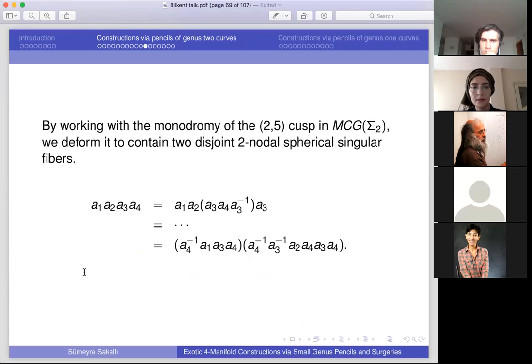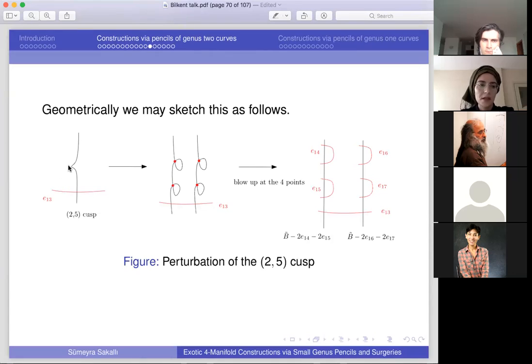Next, by working with the monodromy of that cusp, out of this word, we obtain 2 different words. It is purely algebraic. Some relations we used. And geometrically, let me tell you what we are doing here. So the sketch is like this.